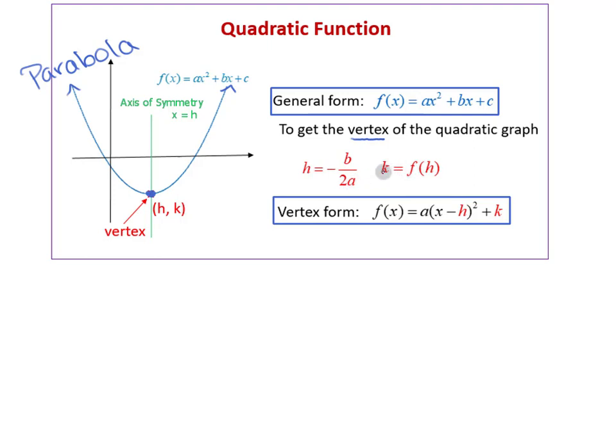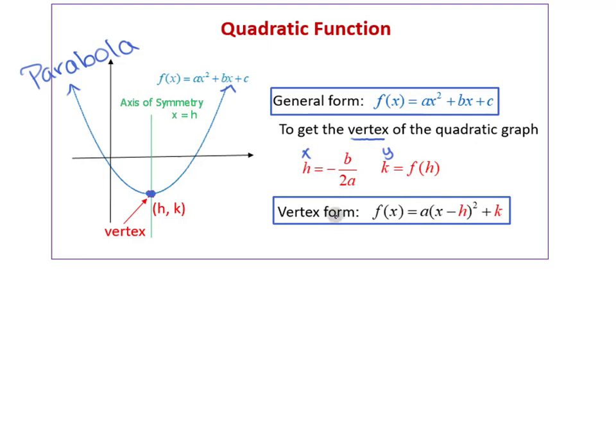Okay, the y coordinate, in this case k, which is the y coordinate of my vertex, we can get by plugging h into our quadratic. So we can use this formula to get the x coordinate of our vertex, and then we can plug that value into our function for x to get y. So this gives me the x coordinate of my vertex, this gives me the y coordinate of my vertex.